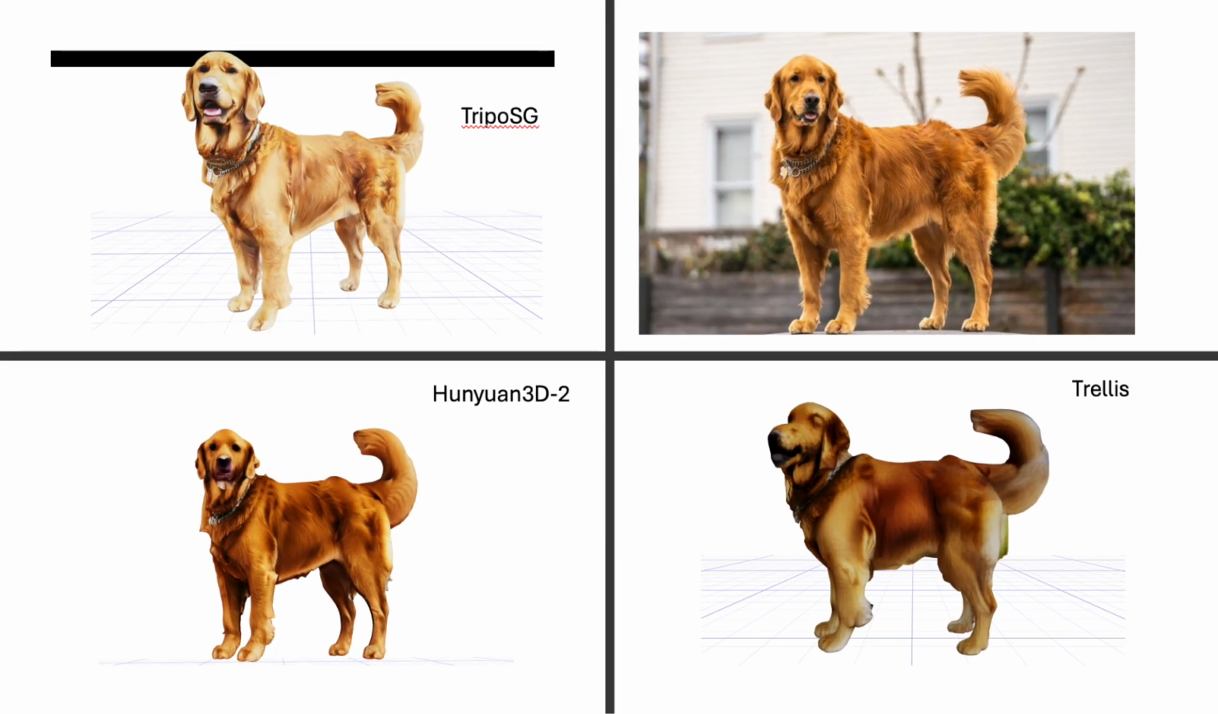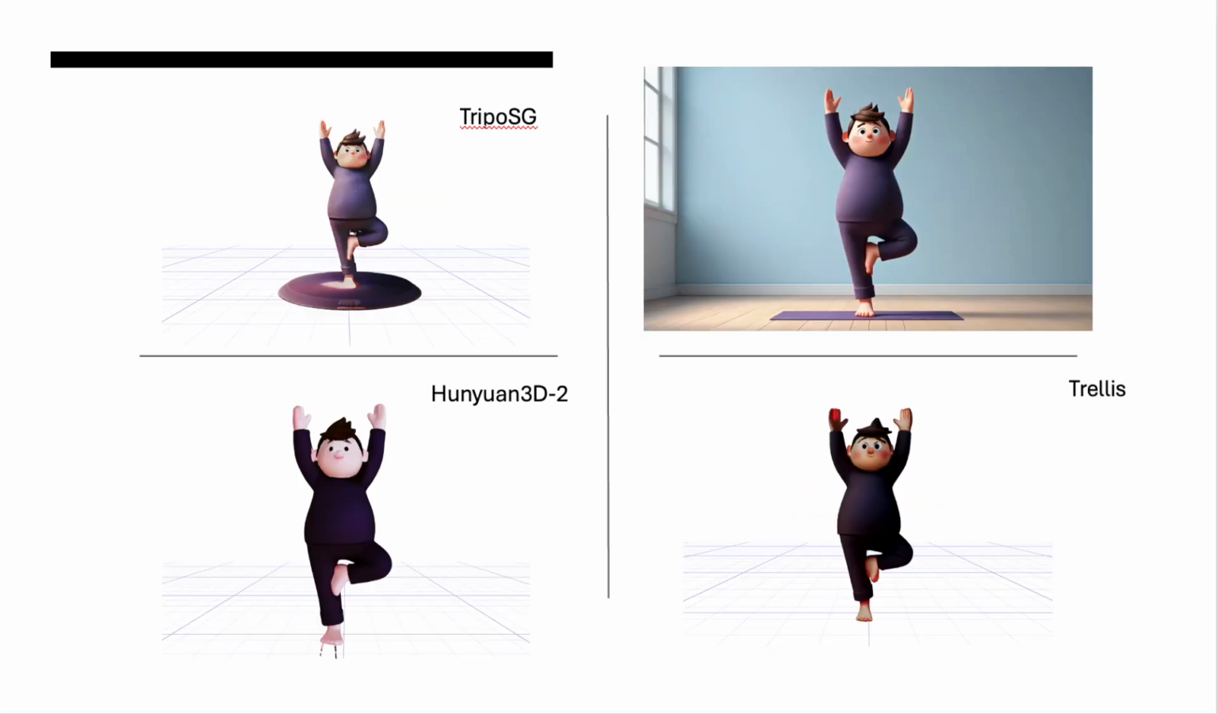Let's first take a look at the 3D dog characters. It is clear that TrioSG and Hunyuan3D 2.0 deliver much better fidelity compared to Trellis. Among them, I think TrioSG produces the best overall results. For the 3D cartoon characters, all of the models perform quite well. Personally, I would pick TrioSG as its output includes a built-in stand, making it ready for directly 3D printing.